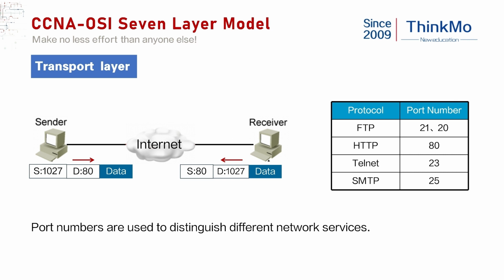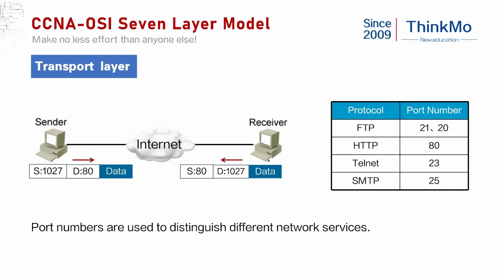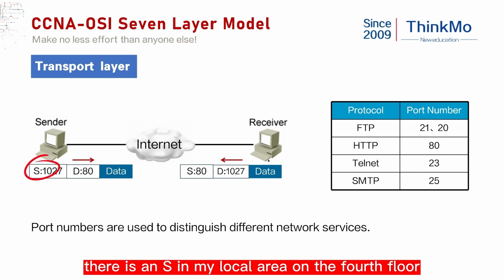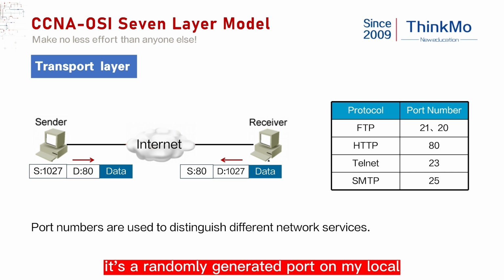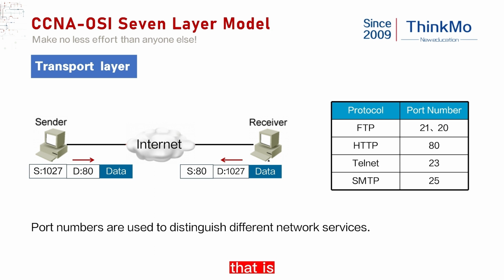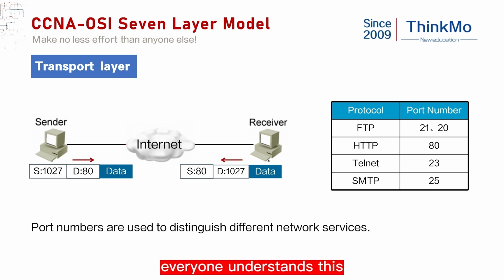First of all, when we encapsulate data in the future, we actually encapsulate layer 4 first. Everyone needs to know layers 5, 6 and 7, but let's not talk about them first. On the 4th layer there is an S in my local, the source port. It's a randomly generated port on my local machine. What does random port mean? That is, we randomly pick a port greater than 1024. Everyone understands this.